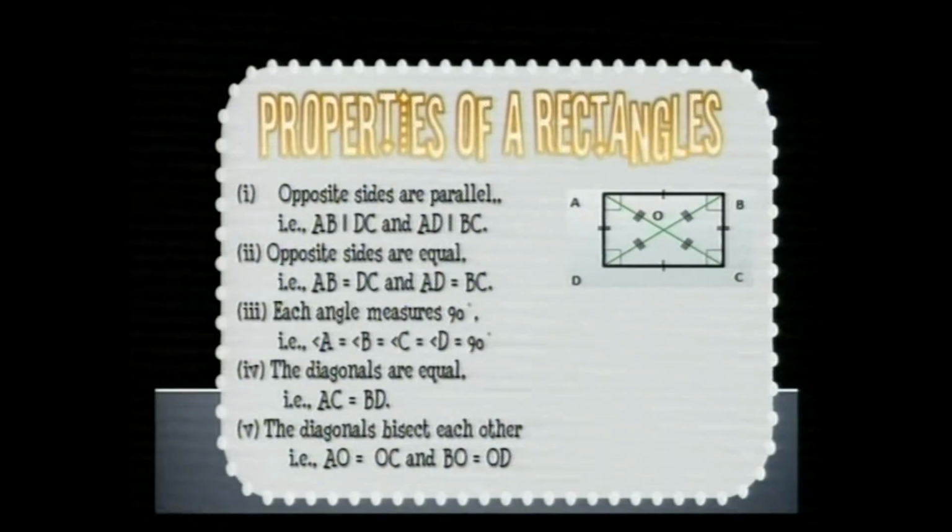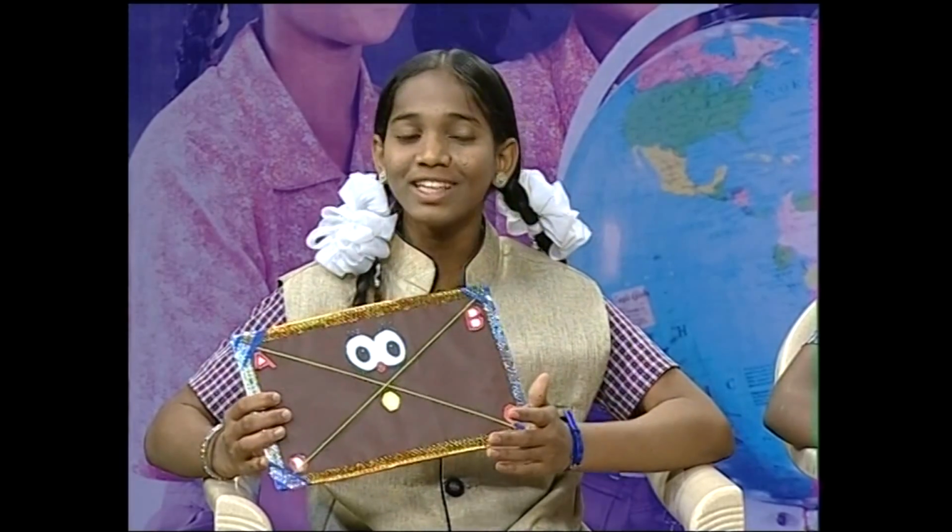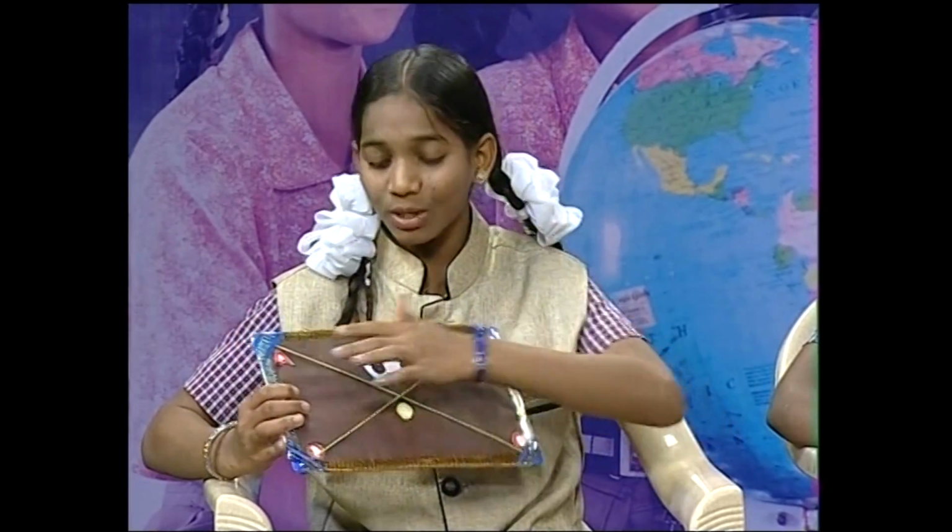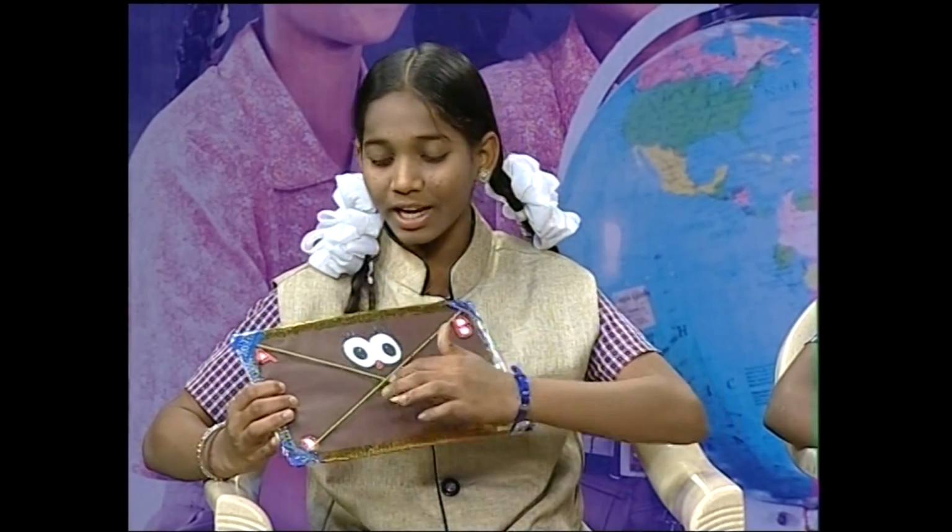In a rectangle, the diagonals are equal. Here, diagonal AC is equal to diagonal BD. And the fourth property is, in this rectangle, diagonals bisect each other. OA equals OC and OB equals OD.